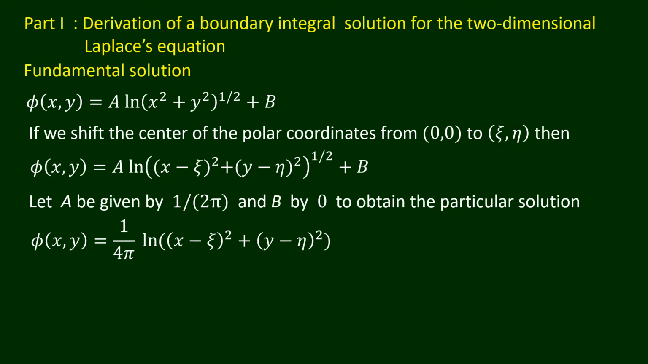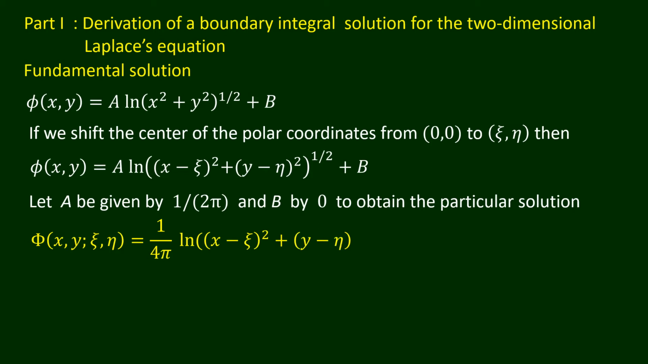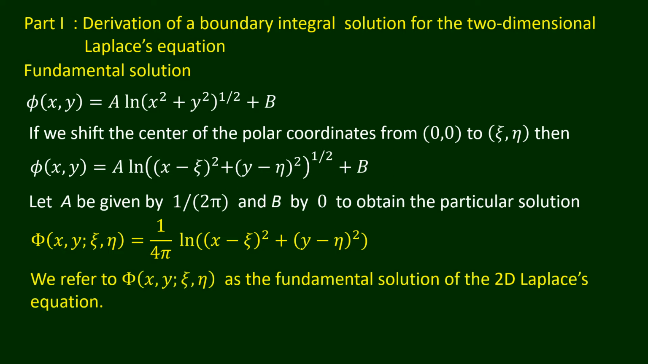This particular solution plays an important role in the boundary element method. We denote it specially by capital Phi. We write Φ(x,y;ξ,η) = (1/4π) ln ((x − ξ)² + (y − η)²). We refer to the function capital Phi as the fundamental solution of the two-dimensional Laplace's equation. We will show how it can be used, together with a reciprocal relation for solutions of Laplace's equation, to derive a boundary integral solution.